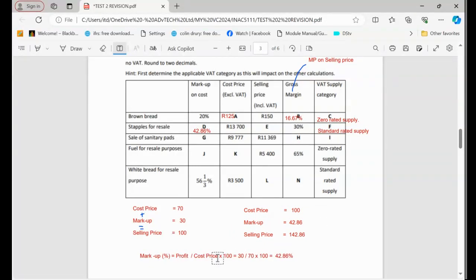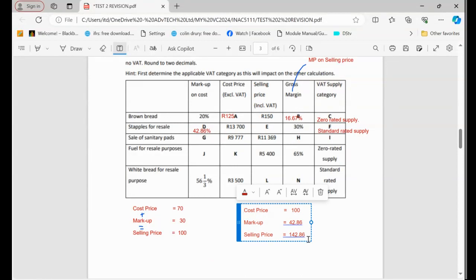Let me get rid of this. So this is how I analyzed this markup. But now, what am I trying to calculate? I'm trying to calculate E, and E is the selling price. So I must go in line with the selling price, and I put a question mark because I'm looking for it. I put a question mark here because I'm looking for E, and E is the selling price. But which amount do I have? I have 13,700 as my cost price. So I'm going to put the cost price here.